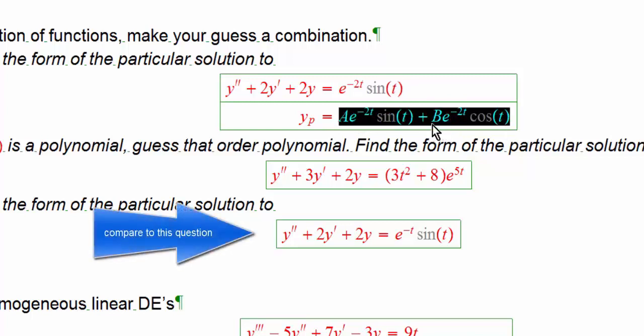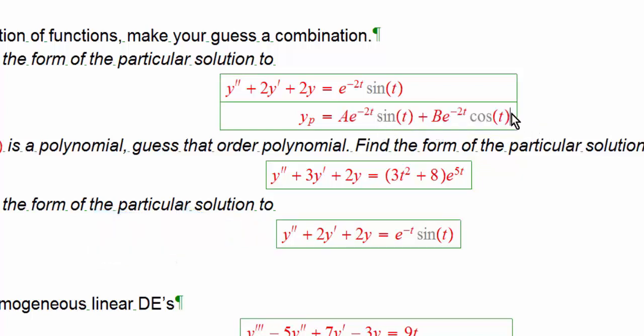It is a good guess as long as this isn't part of the homogeneous solution. If it's a bad guess and that's a homogeneous solution, the eigenvalues would be complex. They would be -2 plus or minus i. So I need to check that the eigenvalues are not -2 plus or minus i, since that would correspond to this being a homogeneous solution. If I check, the eigenvalues of this equation are -1 plus or minus i, so -1, not -2. So this is all right. This is a good particular solution.